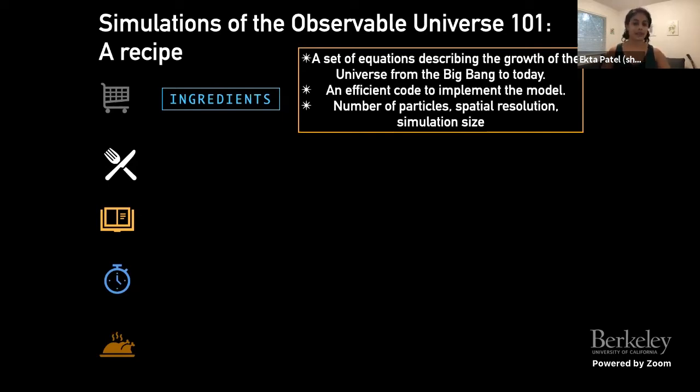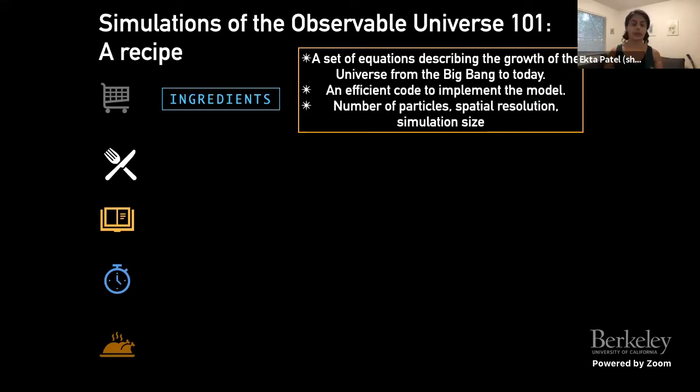You also need to decide on the number of particles and your resolution and the size of the simulation. And what that really means is you need to decide whether you're just trying to simulate a singular galaxy and its formation and evolution, or on this cosmological type of scale that I'm talking about, if you want to simulate many thousands of galaxies.